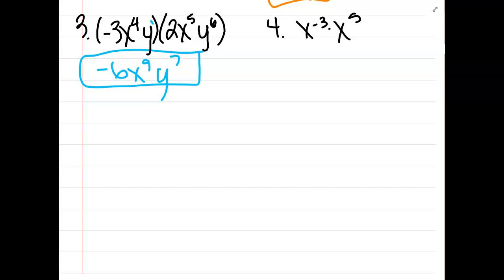You add the exponents, just like here, how you took x to the fourth times x to the fifth, 4 plus 5 gives you x to the ninth. You do the exact same thing. This is going to be x to the negative 3 plus 5, 2. X squared. That's it. That's all you have to do. Add the exponents.